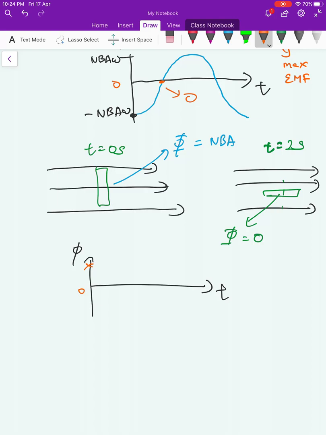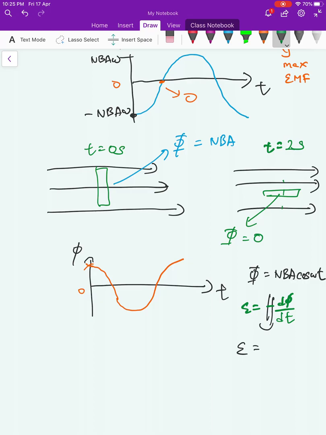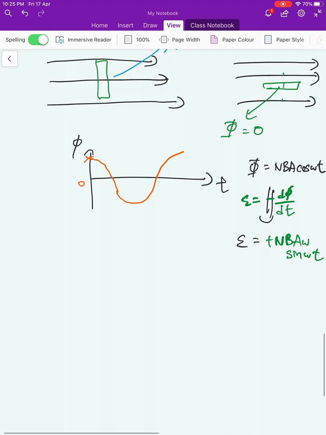So 你应该怎么画你的 graph? 在 0 秒你 experience a maximum flux linkage, so 是一个 cosine graph. Okay, so 我的 expression 应该是 flux linkage equal to NBA cos ωt. 你要怎么变成 EMF? 你要 differentiate, right? So EMF equal to negative dΦ/dt, so NBAω, cosine differentiate 变 sin, 负 sin 再负又正嘛, so NBAω sin ωt positive.